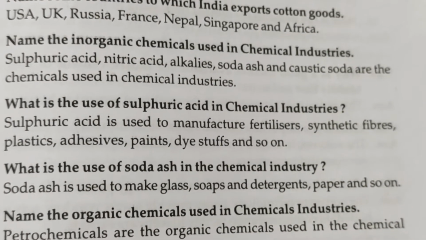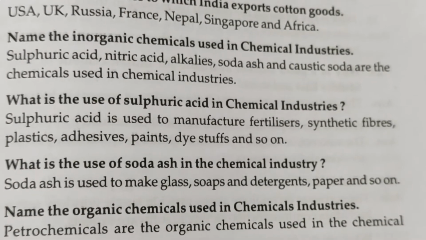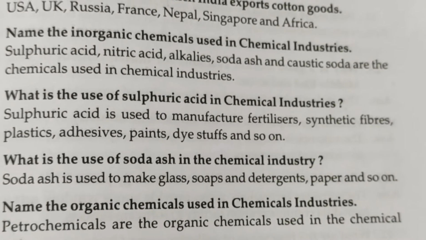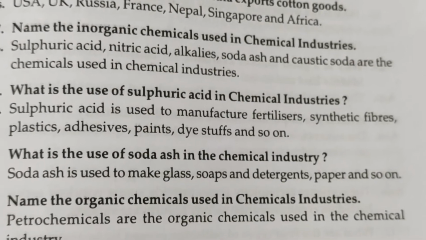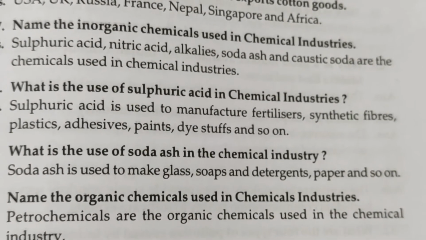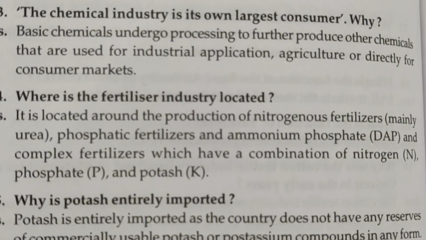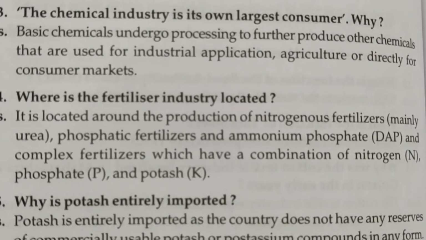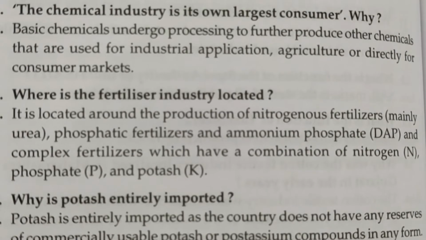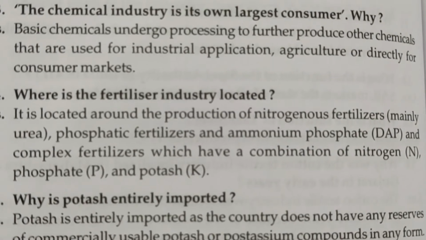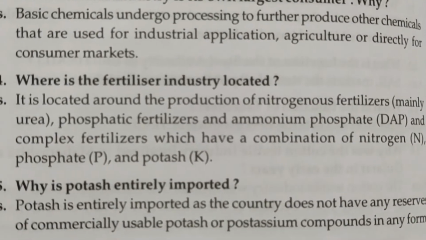What is the use of soda ash in the chemical industry? Soda ash is used to make glass, soaps, detergents, papers, and so on. Name the organic chemical used in chemical industry. Petrochemicals are the organic chemical used in the chemical industry. The chemical industry is its own largest consumer. Why? Basic chemical undergoes processing to further produce other chemicals that are used for industrial application, agriculture, and directly for consumer markets.